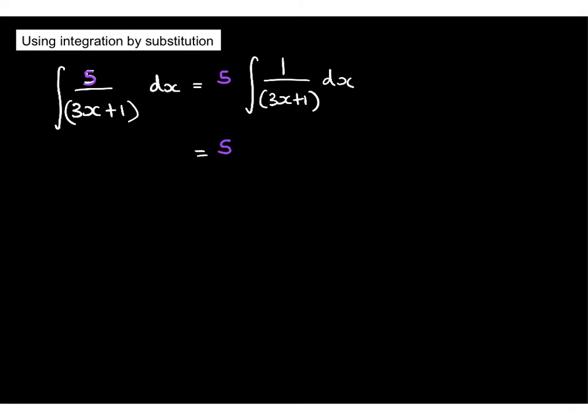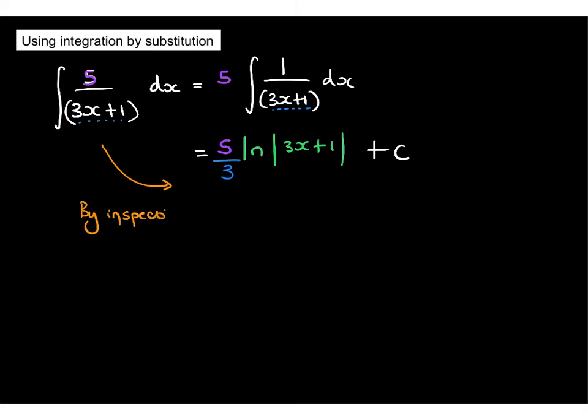We know the answer will involve ln of mod 3x plus 1, but we also need to make sure we divide by the derivative of this inner function, which is 3. So 5/3 ln mod 3x plus 1 plus a constant. And that's been done very simply by inspection. Essentially, we're applying integration by substitution, but because the function is so simple, we can do it by inspection.